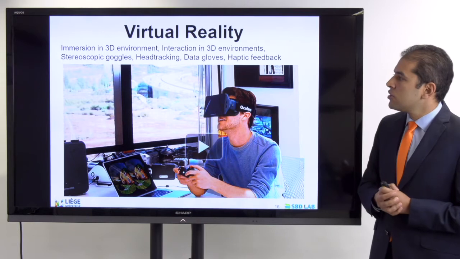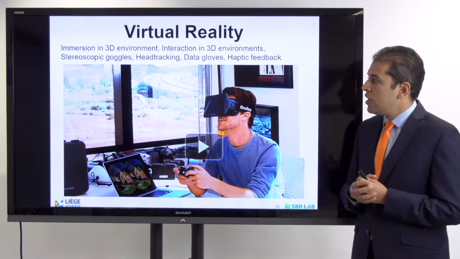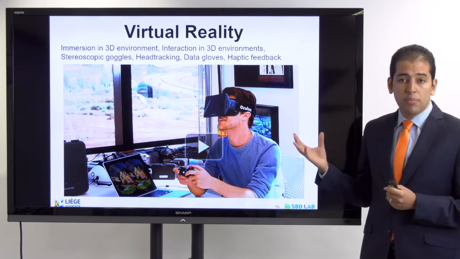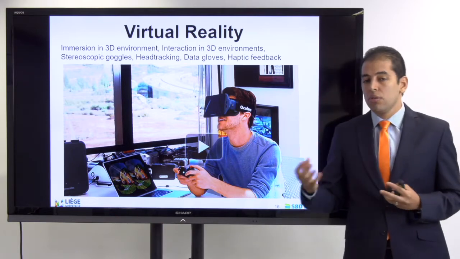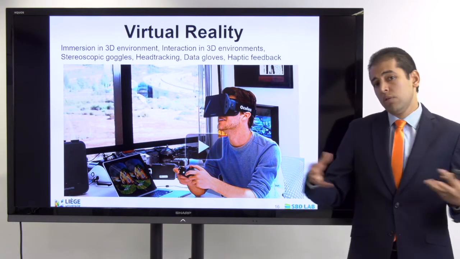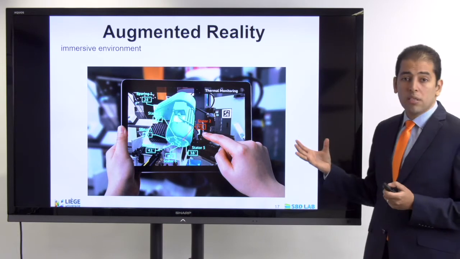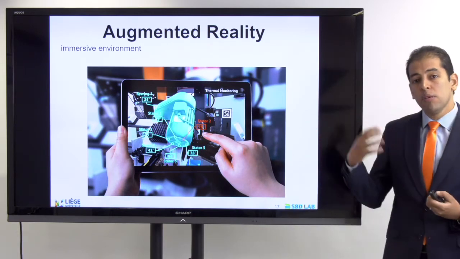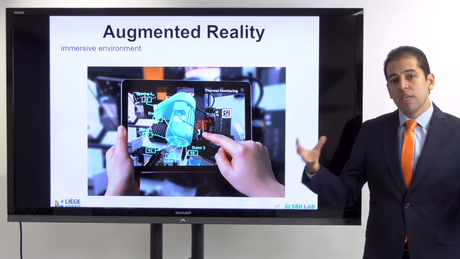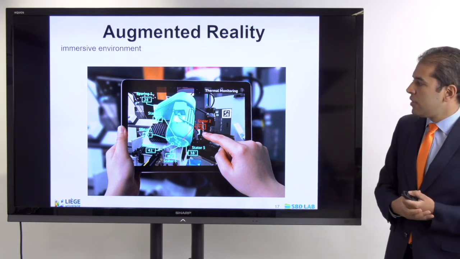Virtual reality, most of you are aware of it: the immersion in 3D environments, interaction in 3D environments, stereoscopic goggles, head tracking, data gloves, haptic feedback. All these technologies are emerging, and they are used on a wide scale in different software, games and so on. They are not only used indoors today, they are also used outdoors, and they are part of the virtual reality experience. Augmented reality as an immersive experience is becoming more and more common, and you find it in education, in museums, in open museums. So it's becoming more and more common to use these applications and software.